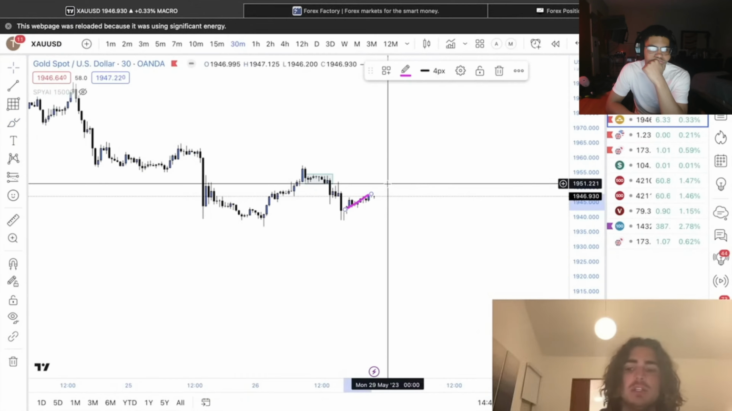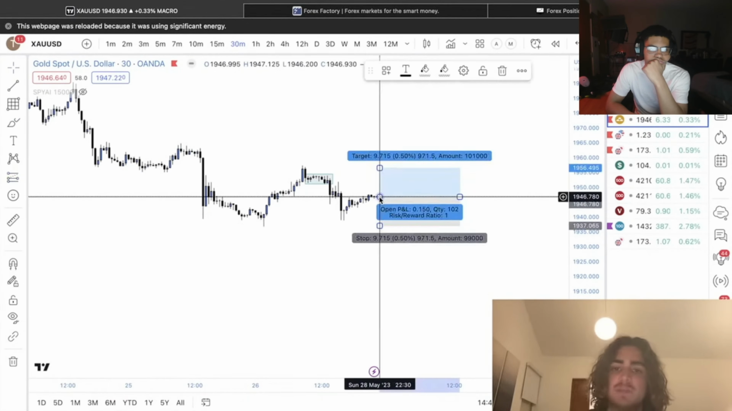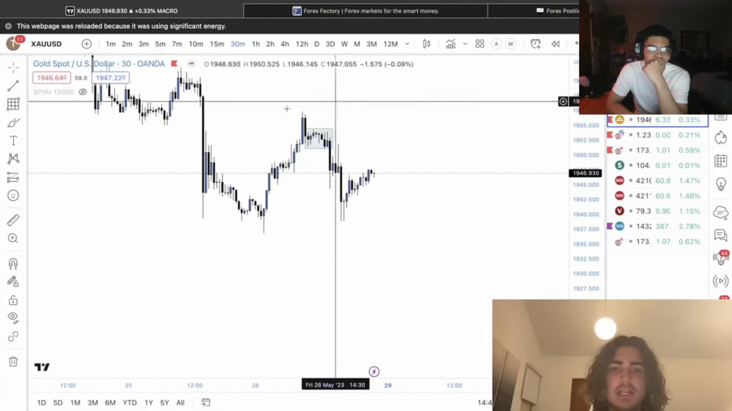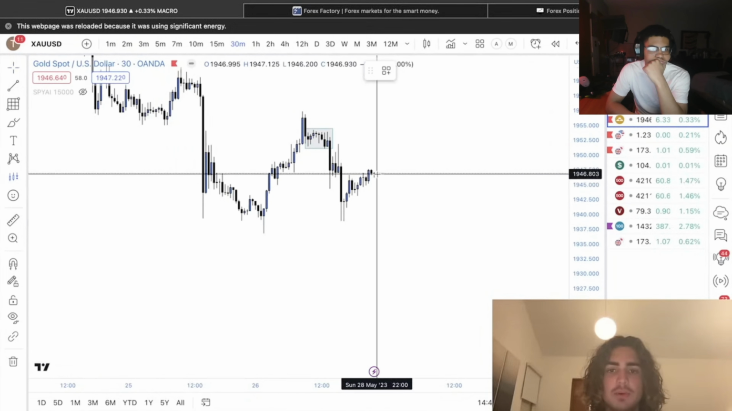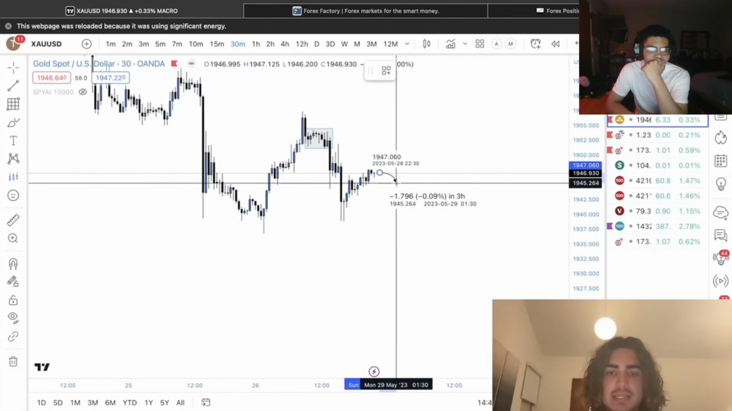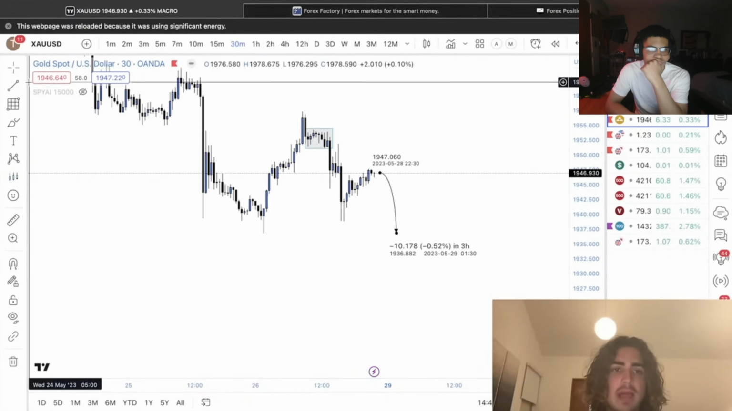I don't even want you to draft up a trade. I don't want you to have a stop loss. I don't even want you to set up the position tool on it. I literally just want you to use the forecast tool, drag it from wherever price is at right now, and show where price wants to go. Just like that.